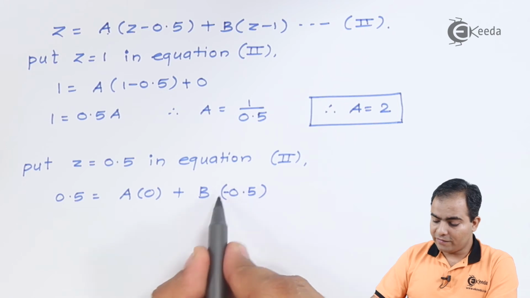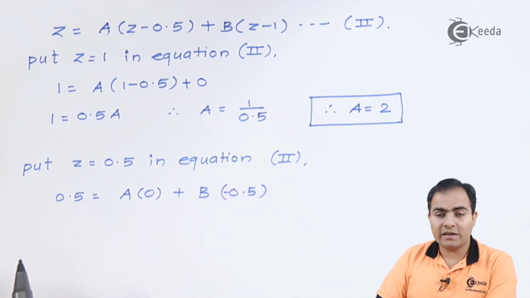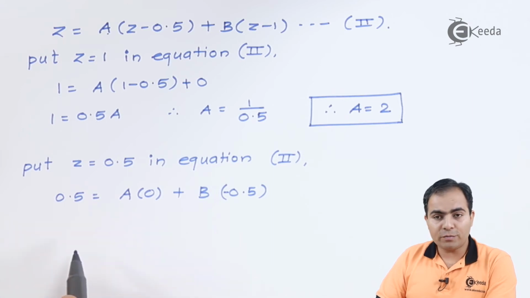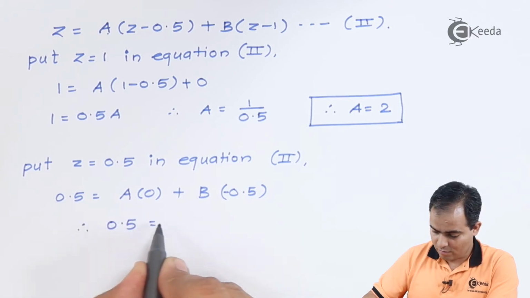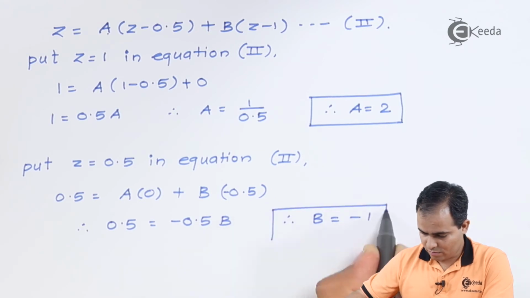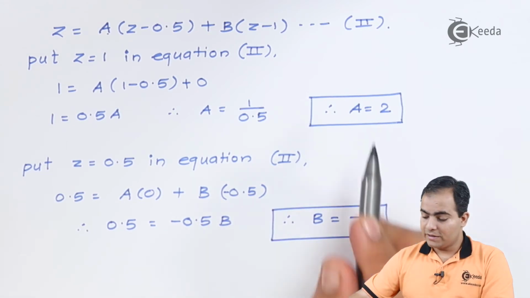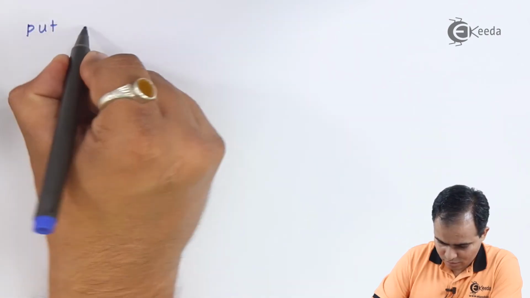Now look at here, if I shift this minus 0.5 on the left hand side, then 0.5 by minus 0.5, both the values will get cancelled, and the answer will be a minus 1. Now what is the next step? Just substitute the values of a and b in equation number 1.